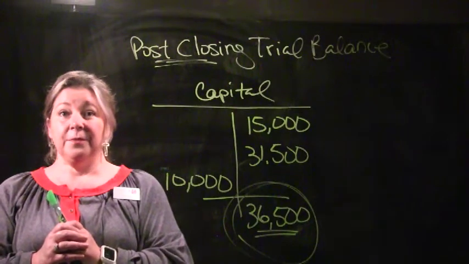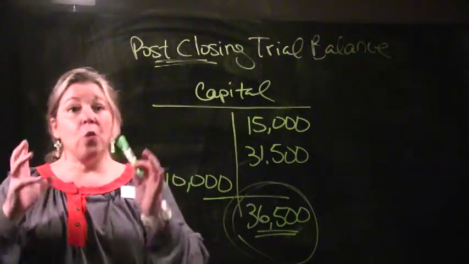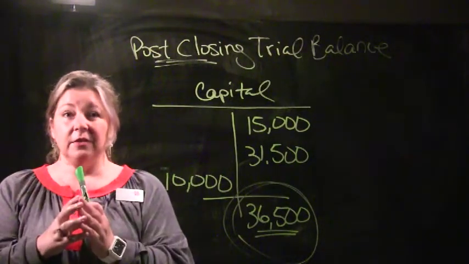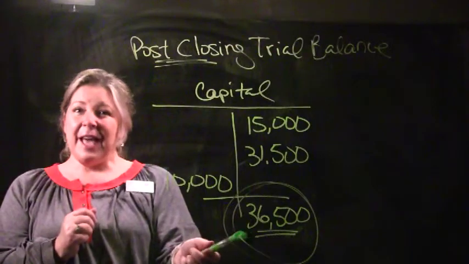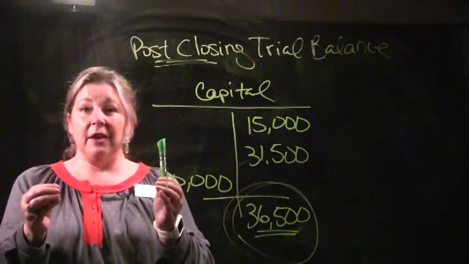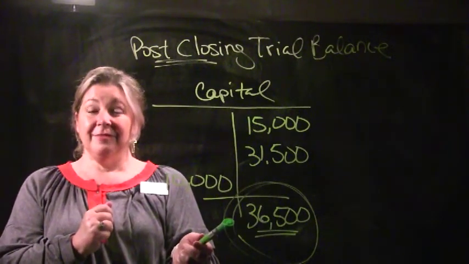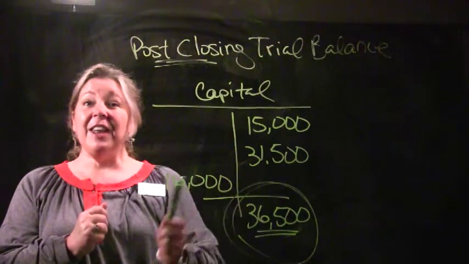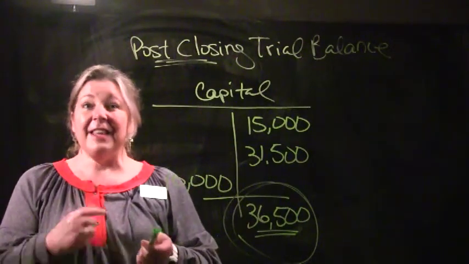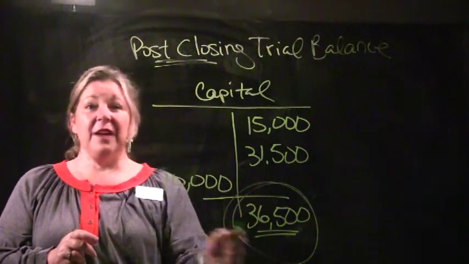One more thing, because remember, we're in chapter 4, we're all about the big picture now, knowing how everything goes together. This updated capital balance, if we were working a whole entire accounting cycle problem, we would already know this number. That's right, we've already done our statement of owner's equity, and we've already calculated our ending capital balance. This just verifies it.